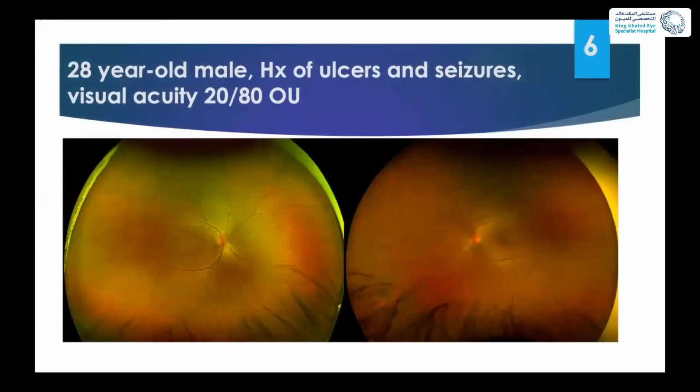This is case number 6. It's a 28-year-old male with a history of ulcer and seizure, and he also has a rash in the genitalia area, and his visual acuity is 20/80 in both eyes. This is his fundus photo of both eyes, and you can see clear media with a mildly hyperemic disc and flat retina. There is no abnormality that can be seen.